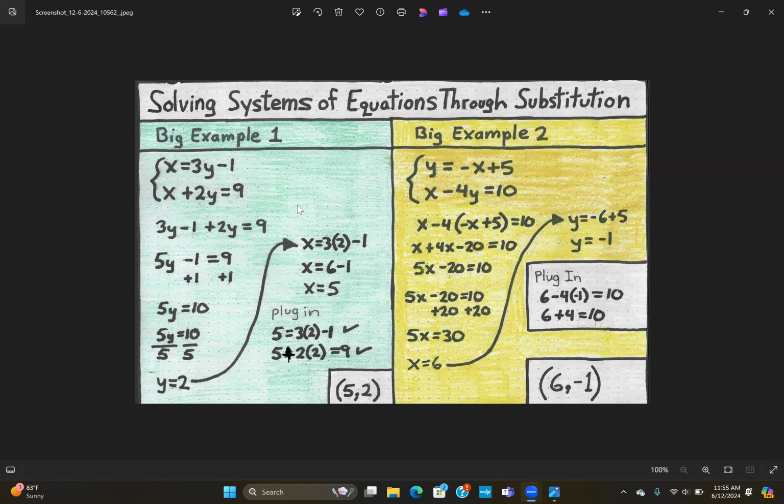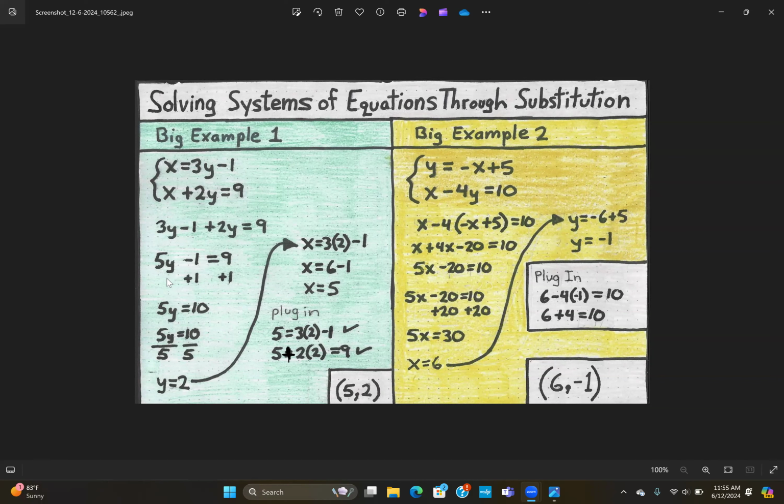We're only going to work with y for now, find out what y is, and that will help us find out what x is later on. And so we're going to combine the like terms, 3y plus 2y, and that will give us 5y. And so now we have 5y minus 1 is equal to 9. And in order to balance the equation, we're going to get variables like y on one side and numbers like 9 on the other side.